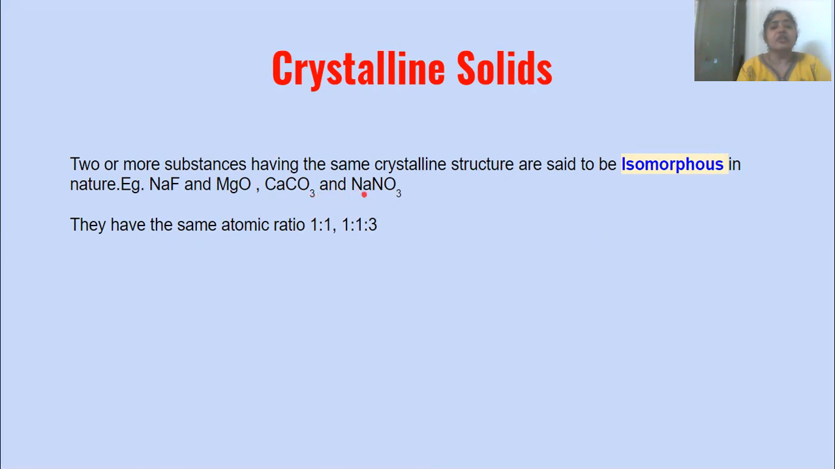So these substances are said to be isomorphous with each other. But it is not necessary that all examples where you see the atomic ratios are similar will have a similar crystalline structure as well. For example, if you compare NaCl and KCl, the ratio is the same, 1 is to 1 in both the cases, but they do not exhibit isomorphism. It's only certain substances which have the same crystalline structure, and then they are said to be isomorphic with each other. And it is observed that the substances that are isomorphic with each other generally have the same atomic ratio, although the vice versa is not true.